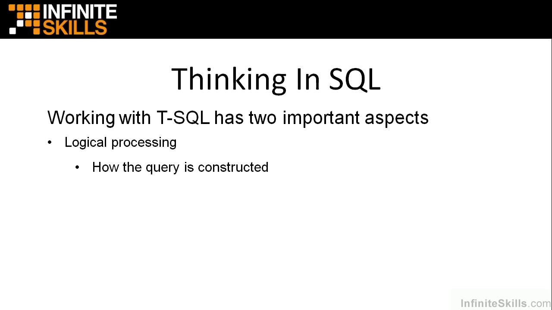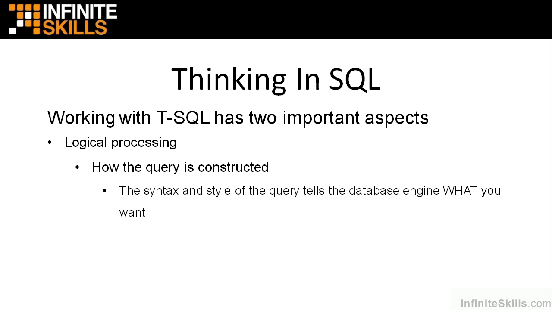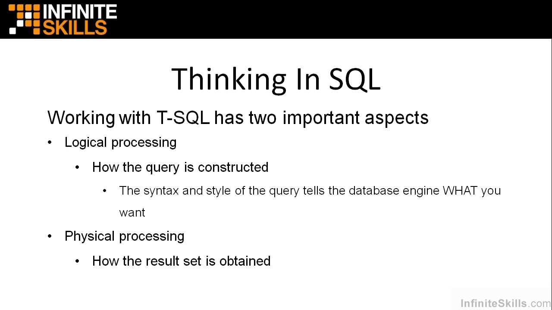One is logical processing, and that is how the query is constructed. So this is referring to the syntax and the style of the query that we enter, and this tells the database engine what you want. Now, it's kind of English style based, right? And you can pretty much figure out from looking at the query, just from the English sentence type feel of it, what you're asking the database engine for. Right? We want to see these many columns from this table, where shipping weight is greater than 5 pounds. That makes sense.